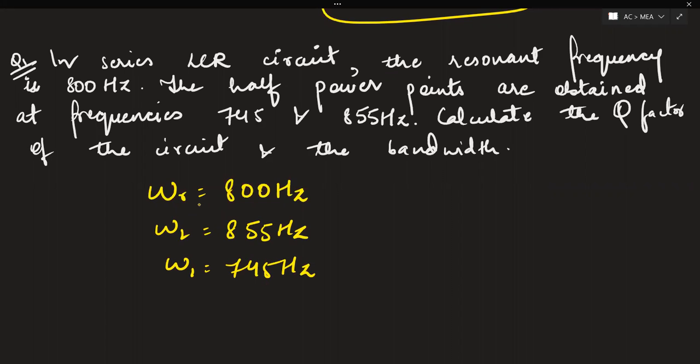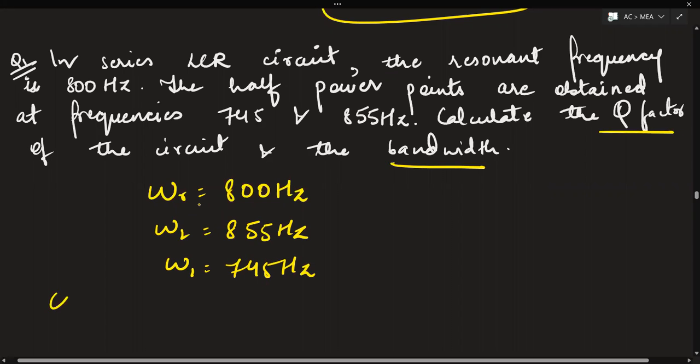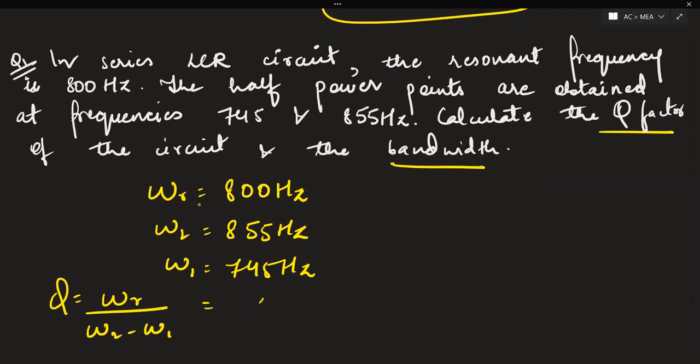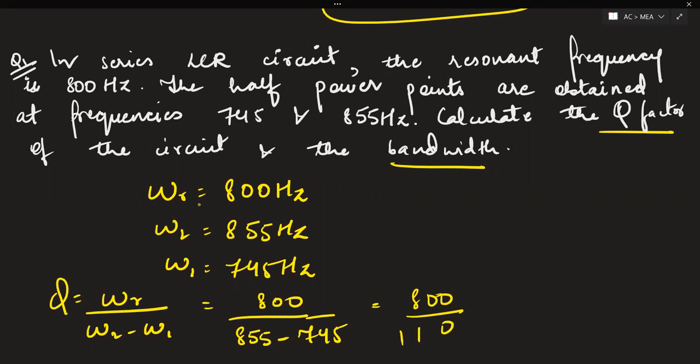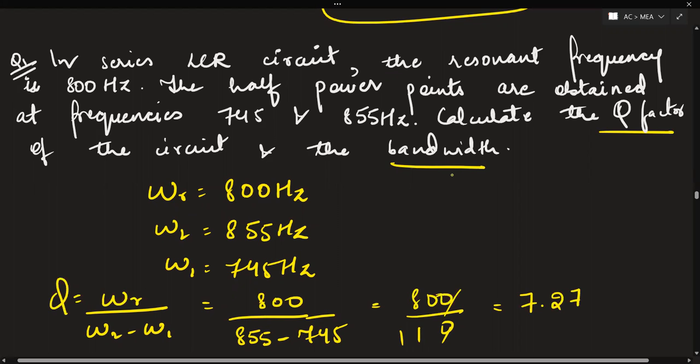So we need the bandwidth and the Q factor. See, Q factor is equal to omega R divided by omega 2 minus omega 1. This becomes 800 divided by 855 minus 745. This comes out to be how much? 800 divided by 110. So this will be 7 point something, 11 into 7 is 77. So 7.27, something around this. And it's a unitless and dimensionless quantity, because frequency is above and frequency is below, so it will get cancelled.